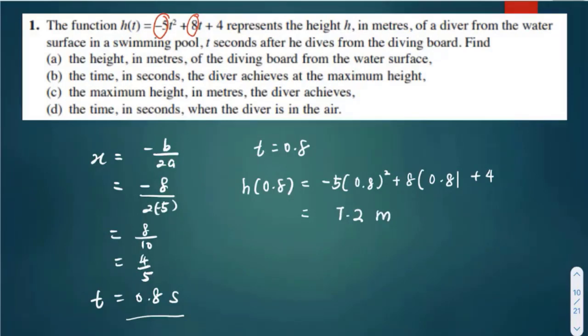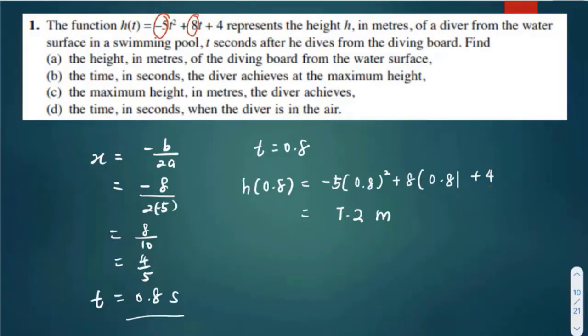Okay, so ini dah jawab soalan yang C lah. So the maximum you can achieve is 7.2 meter. So to answer the part 3, maximum when the t is 0.8. So the time in second when the diver is in the air. It's in the air. So means what?